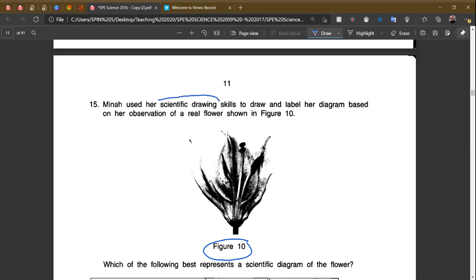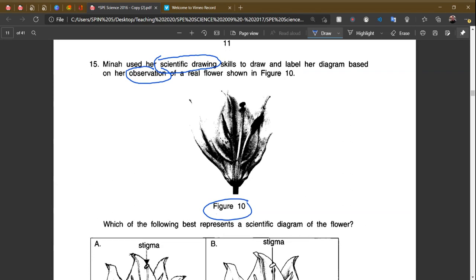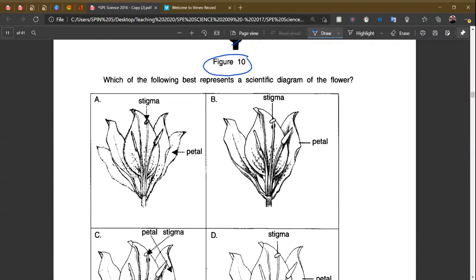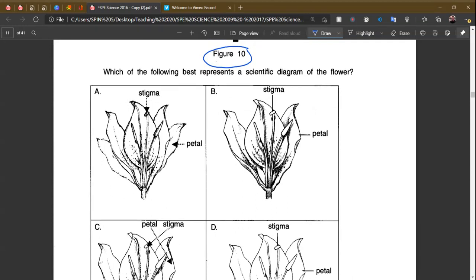So let's take note of the keywords there. Scientific drawing and observation. Observation means what you can see in the flower. This image is not as clear, but you can see that there are three stigma at the center, followed by a petal here, one at the center, and one at the side, like that. And let's have a look at the choices given there. Which of the following best represent a scientific diagram of a flower?